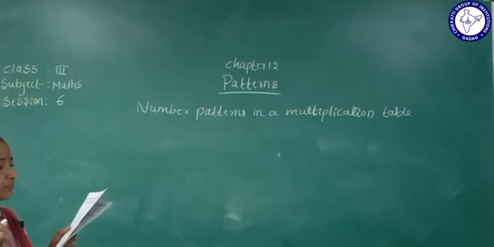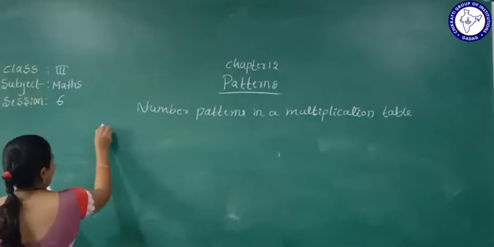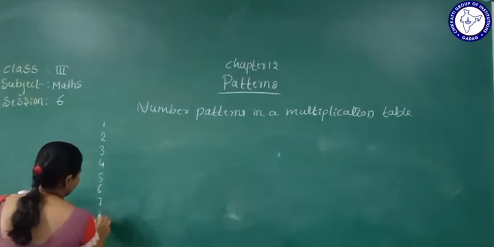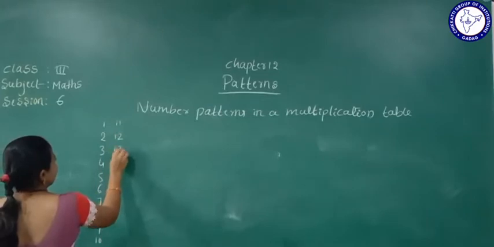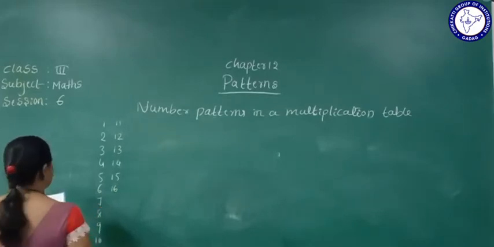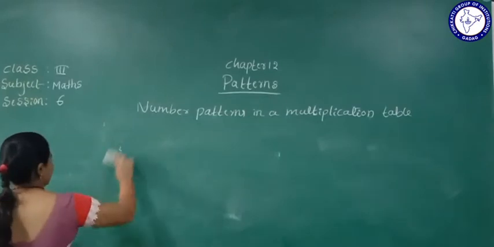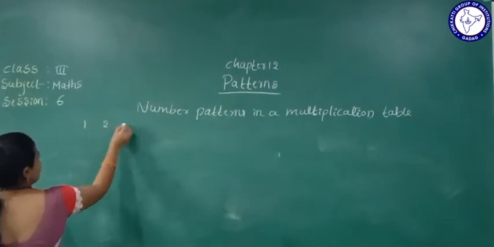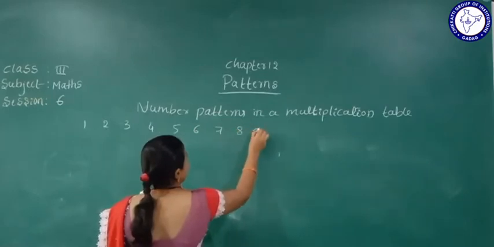The multiplication table goes from 1 to 10, but first I'll write the numbers 1 2 3 4 5 6 7 8 9 10, then 11 12 13 14 15 16. We will go row-wise, starting from this line. Row will go: 1 2 3 4 5 6 7 8 9 10.